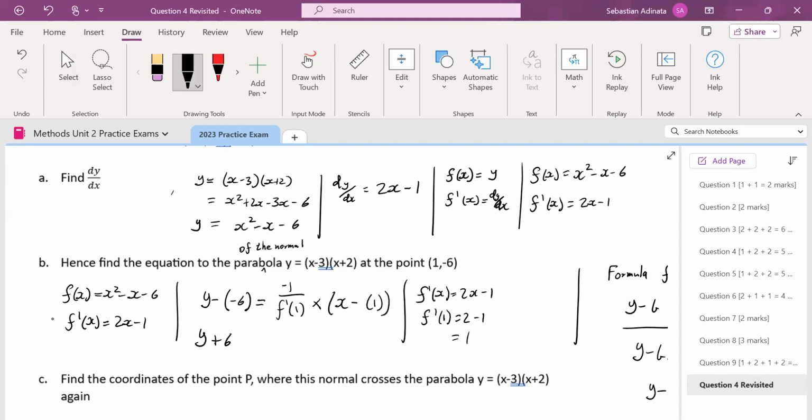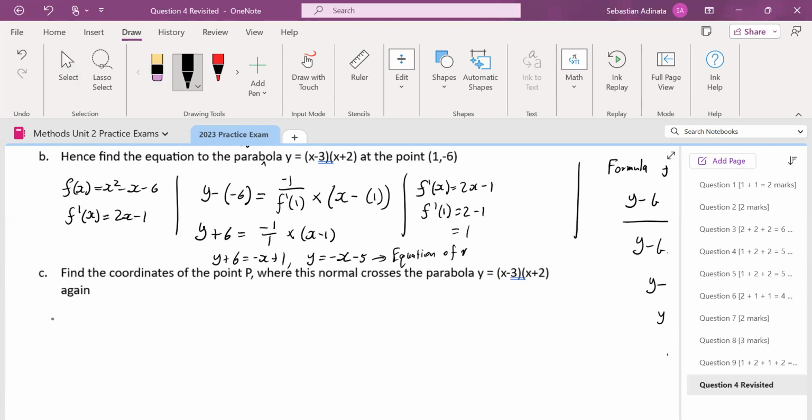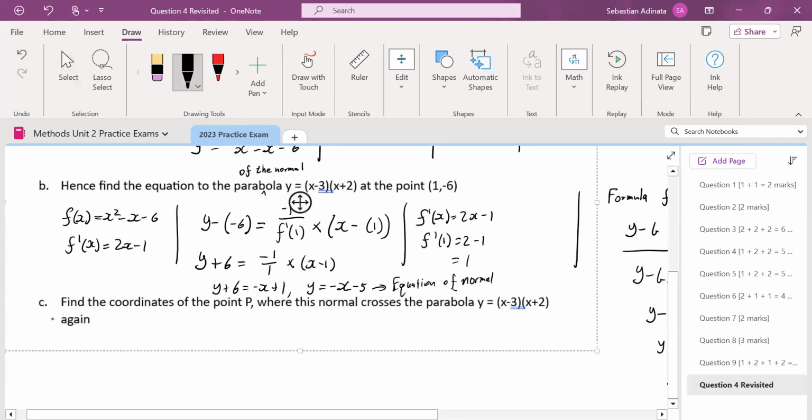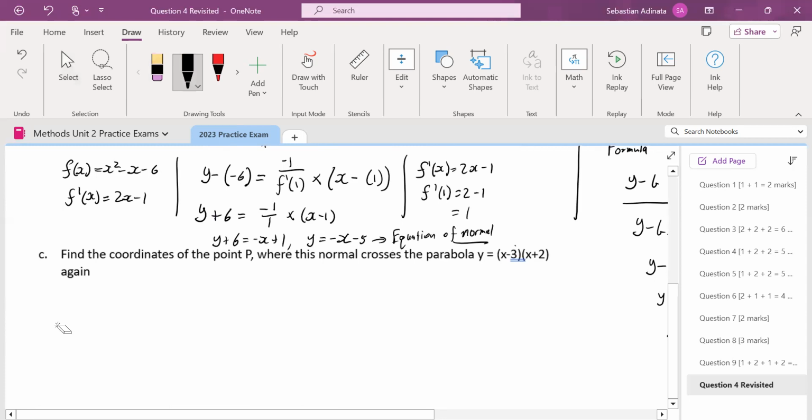So y plus 6 equals minus 1 on 1 times x minus 1. Simplifying it out, y plus 6 equals negative x plus 1. And then y equals, let's move the 6 over, 1 minus 6, which is minus 5. And there is your equation of the normal. So let's label this equation of normal. And you could say equation of normal to the parabola y equals x squared minus x minus 6 at the point 1, negative 6. But this normally is okay, unless you get asked for multiple normals at different points.